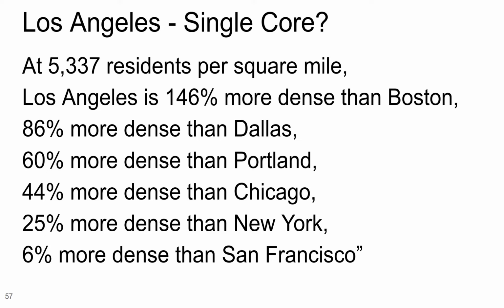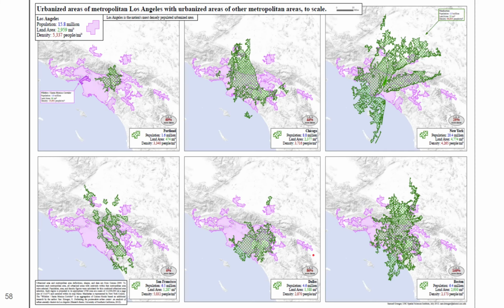Los Angeles is surprisingly dense. I never would have guessed at 5,000 residents per square mile. And I think, wasn't the threshold 1,000 at the beginning of this? So Los Angeles is 146% more dense than Boston. It's more dense than Dallas, Portland, Chicago, New York, and about as dense as San Francisco.